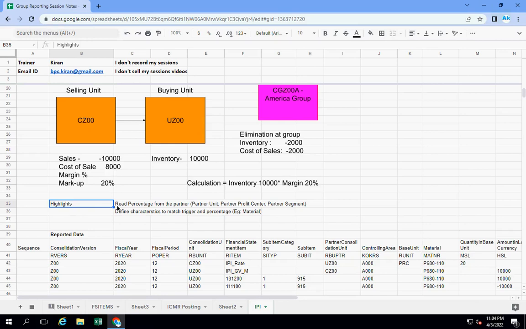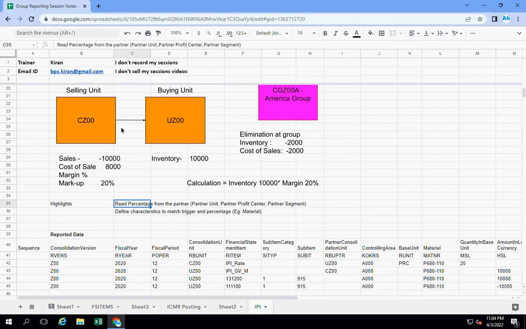The reclassification methods, they added one good functionality in the reclassification method, one checkbox they added. Read from partner unit. The checkbox is read from the partner unit. So read percentage from the partner unit, right? See why this is required.